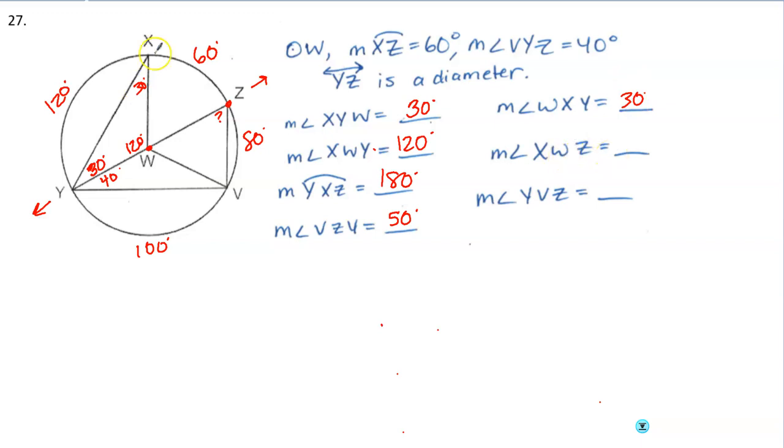XWZ. XWZ is a central angle because it's on the center, so it's equal to the arc, 60. You could have also used that it's linear to this one, so it had to add up to 180.